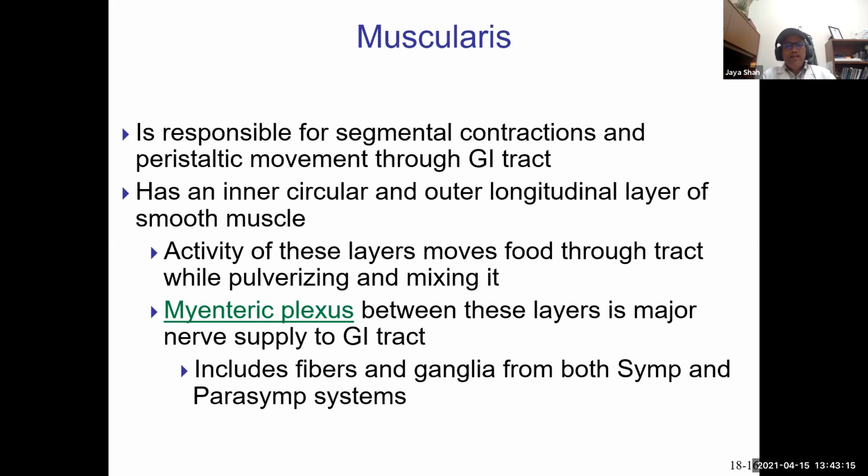Okay, so the muscularis is responsible for segmental contraction and peristalsis movement through the GI tract, as an inner circular and outer longitudinal layer of smooth muscle. Activity of these layers moves food through the GI tract, which pulverizes and mixes it. The myenteric plexus between these two layers is the major nerve supply to the GI tract and includes fibers and ganglia from both the sympathetic and parasympathetic systems. So parasympathetic increases the contraction through the vagus nerve, and sympathetic decreases the contraction and secretion.